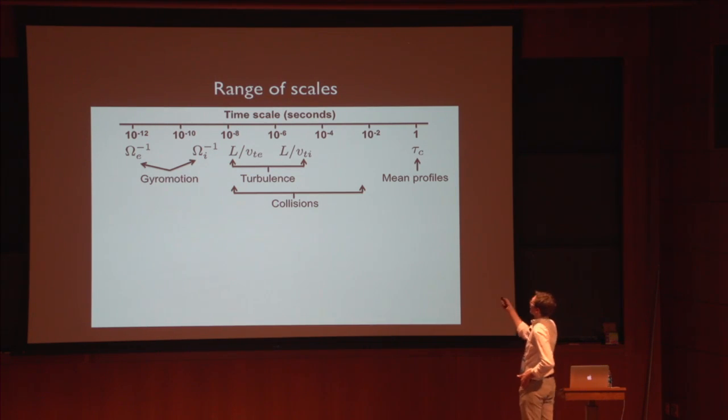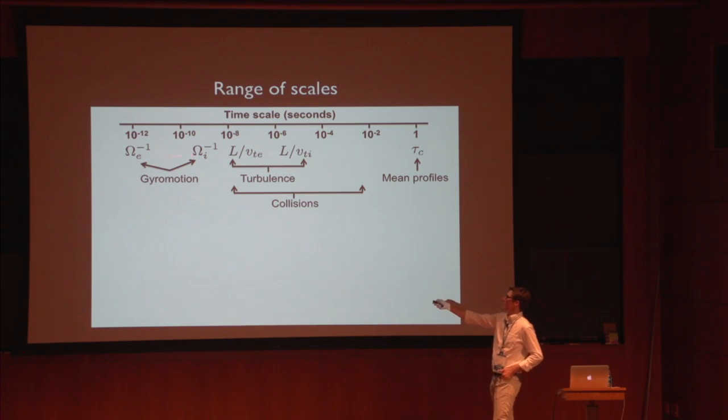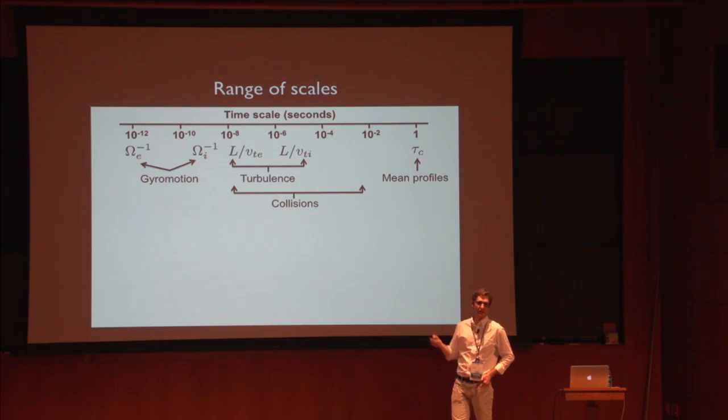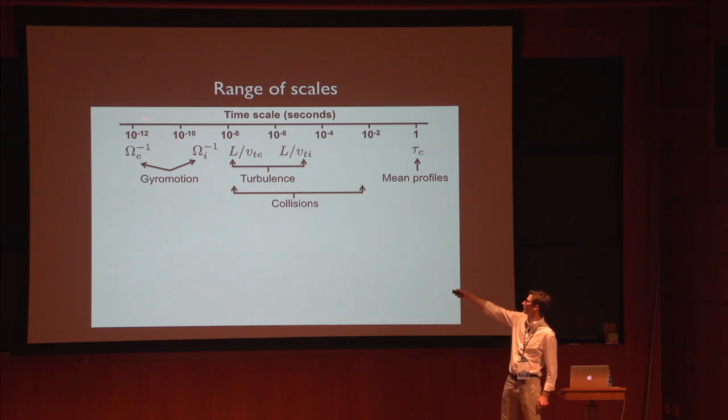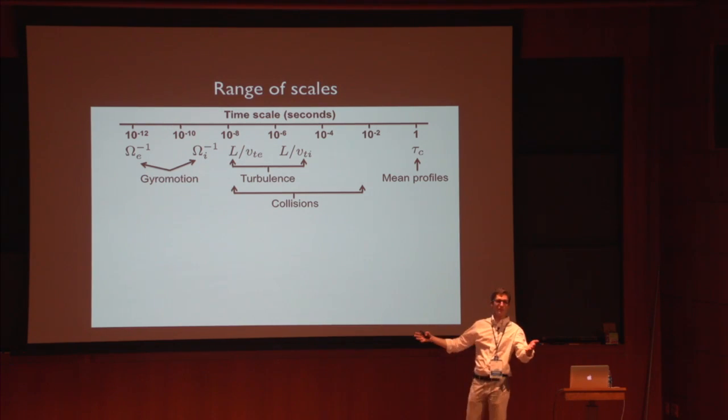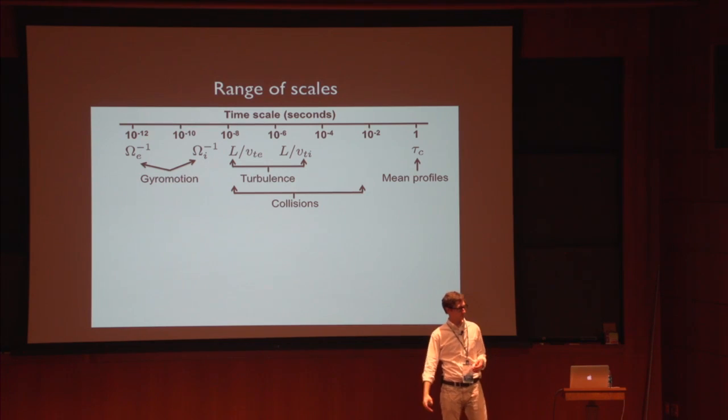So there are a lot of different time scales in our problem. Out here you have somewhere like the plasma frequency. I'm not even going to consider that here. We also have gyro motion for the electrons and the ions, which are happening on very fast time scales. At somewhat slower time scales, you have turbulence and collisions. And on even slower time scales, you have this evolution of the equilibrium, or the mean profiles in the plasma.